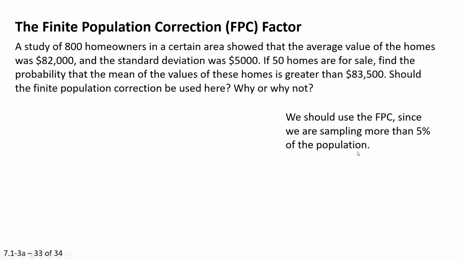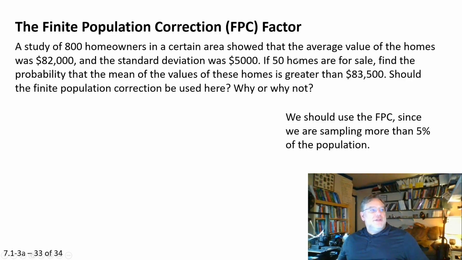Okay, so a study of 800 homeowners in a certain area showed that the average value of the homes was $82,000 and the standard deviation was 5,000. So we're going to assume that that's the population here. If 50 homes are for sale, find the probability that the mean of the values of these homes is greater than 83.5. Boy, these were the days, weren't they?